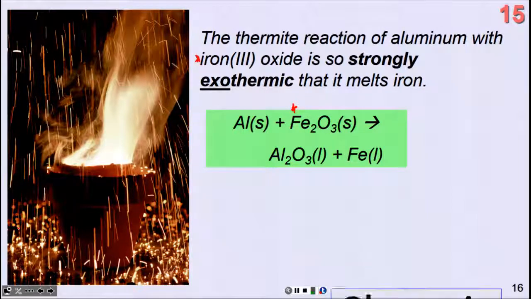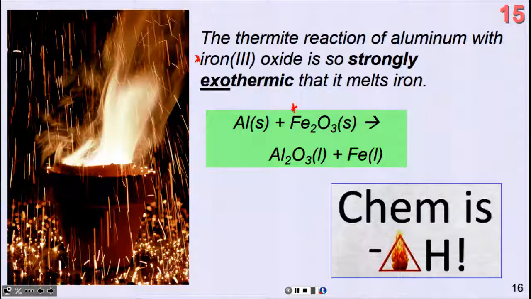And so if you have a sense of humor, you'll tell us that chemistry is minus delta H. Delta H reflects an exothermic reaction. So anything exothermic, we'll talk about delta H as being negative. Gives off energy, it's all exciting, right?